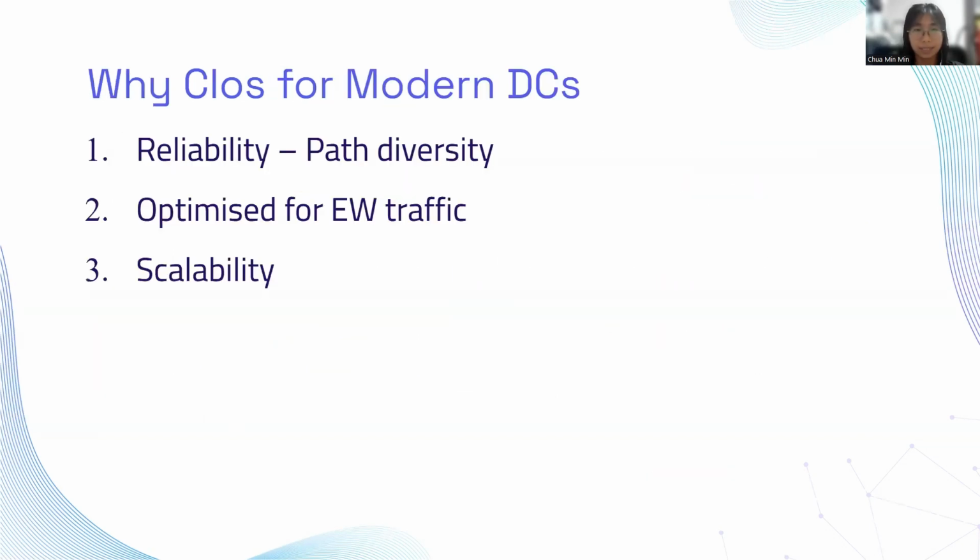Lastly, scalability. In Clos, it is easy to scale horizontally. One can just add more leaf switches until the ports on the spine switches are all used, or add more spine switches. In a tree-based topology, it is not as easy to scale horizontally because adding a device will affect the structure of the other devices in the network due to the strict hierarchy.